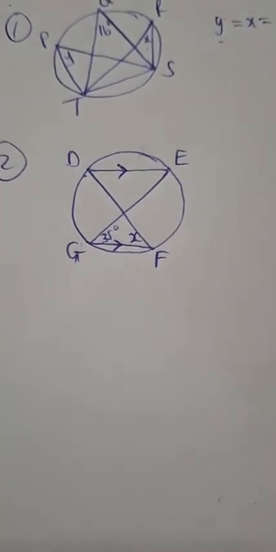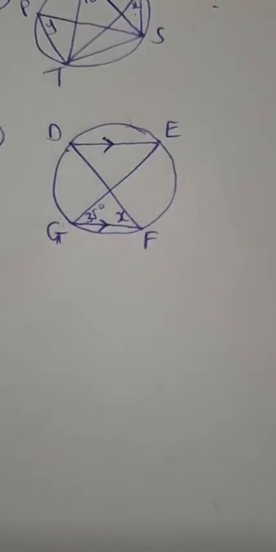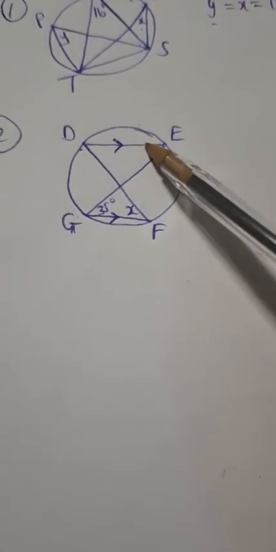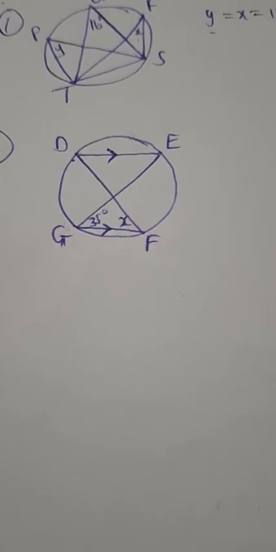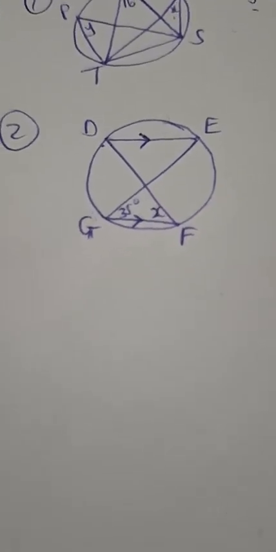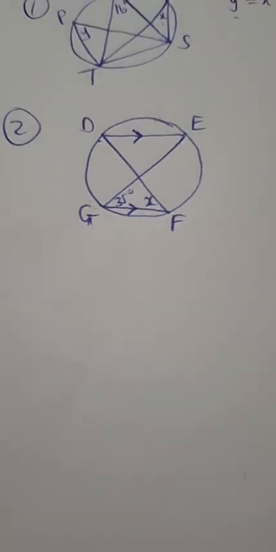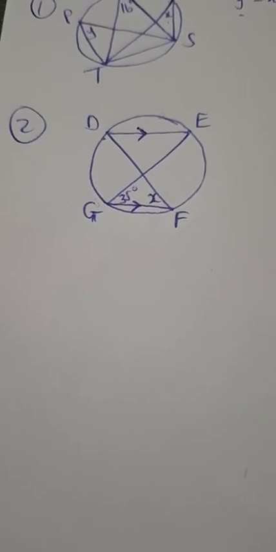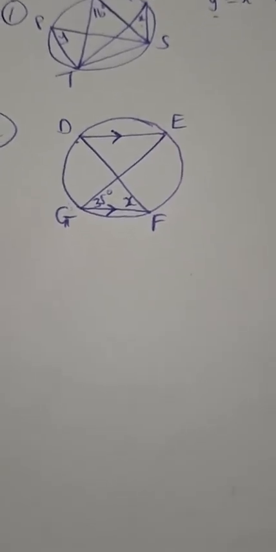I'm sure you can see that there are other things in the diagram apart from what we are actually used to. I'm sure you can see that DE and GF are parallel lines. That should call to your attention some of the other theorems that we have learned in previous grades, especially grade 8 and 9. This then should assist us in being able to find the value of x. Anyways, what are our thoughts?